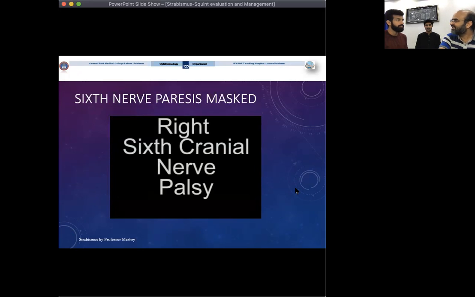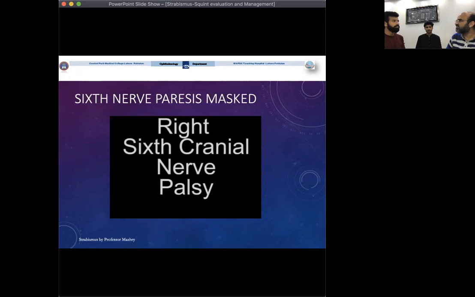You were asking about the non-comitant squint. Yes. So this is how it differs. Because one of the muscles is paralyzed, the eye is deviated. For example, if this is right sixth cranial nerve palsy, the eye will be deviated in.